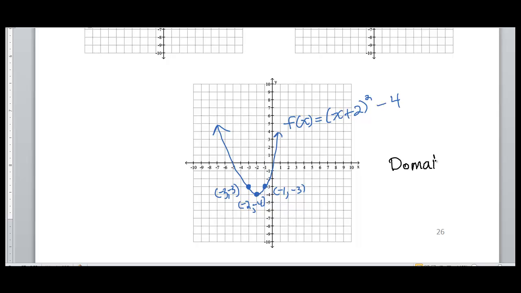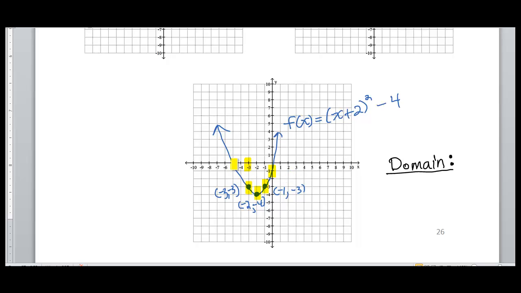Remember, your domain is your set of all x values where your function is defined, right? If you think about everything on your x-axis, what points can you plug in, or if you look at your function or your graph, what are all the x values of all of your points on your graph? For instance, we know that -3 is an x coordinate for this point right here, -2 is an x coordinate for this point right here, -1 is an x coordinate for this point right here, 0 is an x coordinate for this point right here.